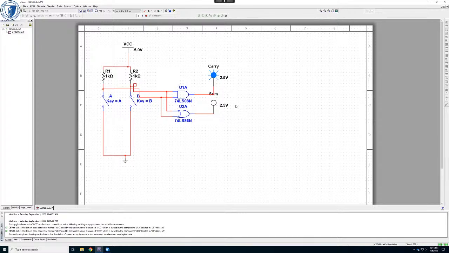If I close both of them, now both inputs are 0, so both the carry and the sum are 0. If I open up A, then A is 1 and B is 0, so the sum is 1 and the carry is 0. If I swap those over, same thing happens. The sum is 1 and the carry is 0.